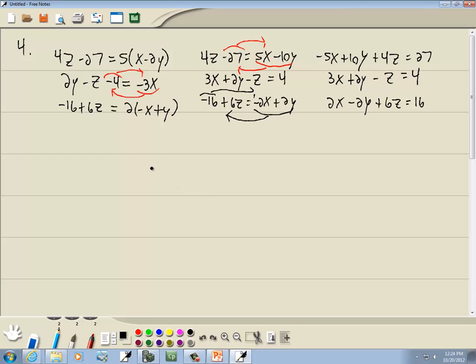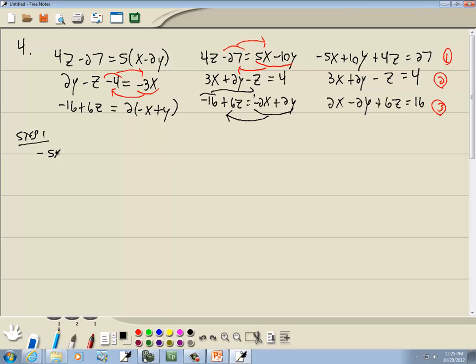Okay, I think I got everything right there. So this is my first equation, this is my second equation, and this is my third equation. So step 1: group the first two equations together and eliminate the z's.